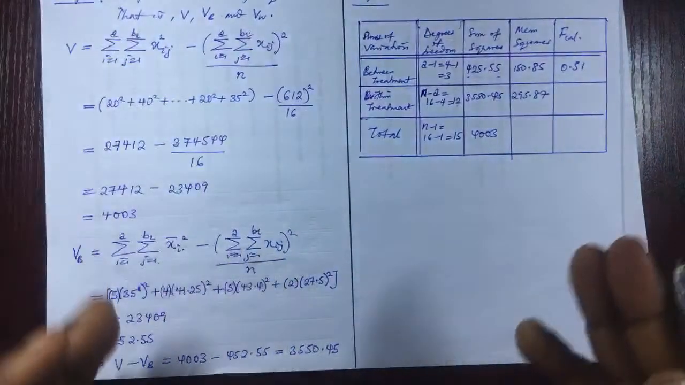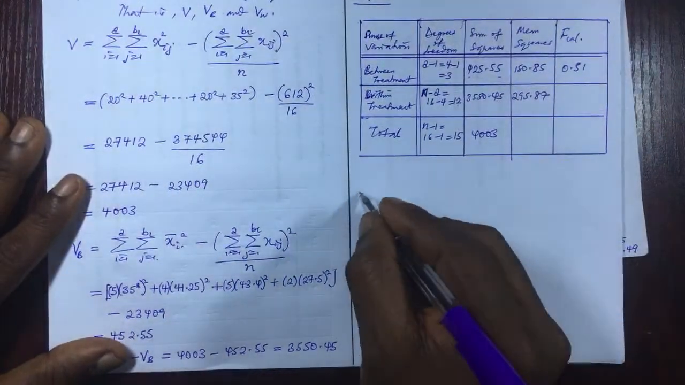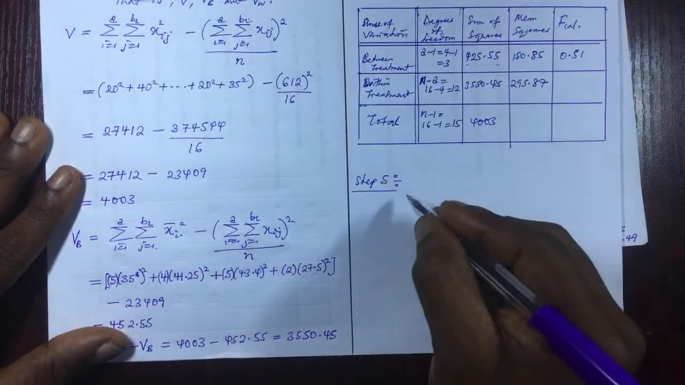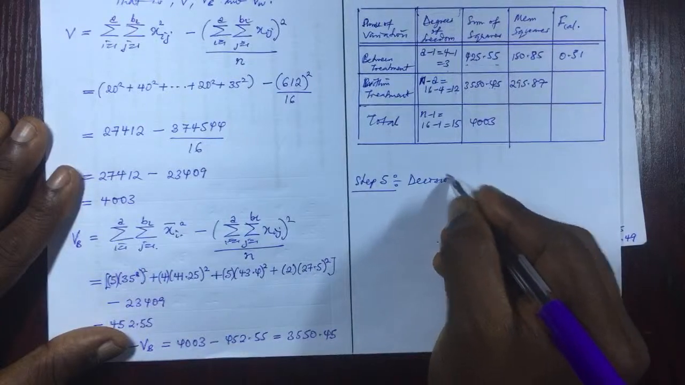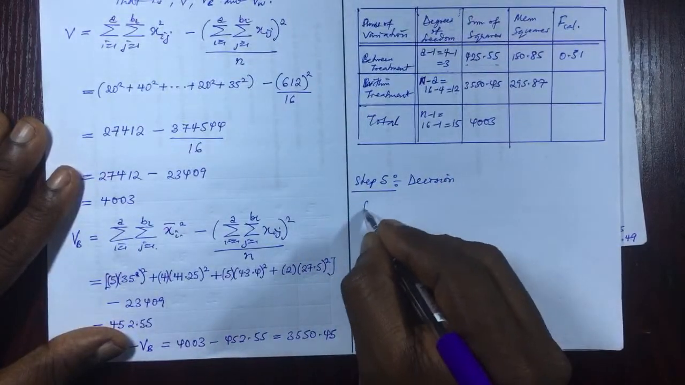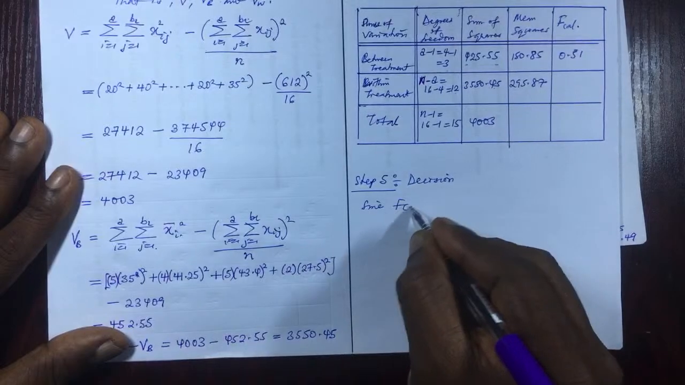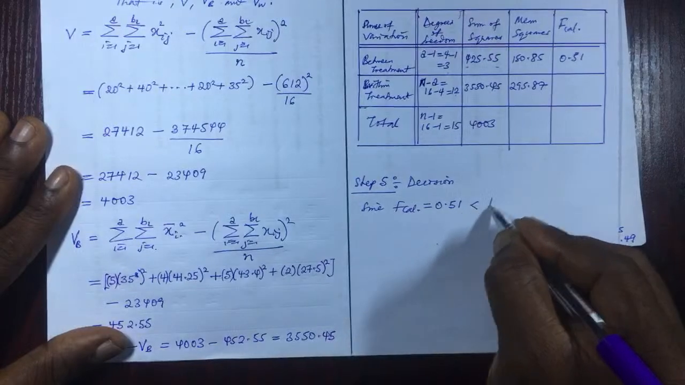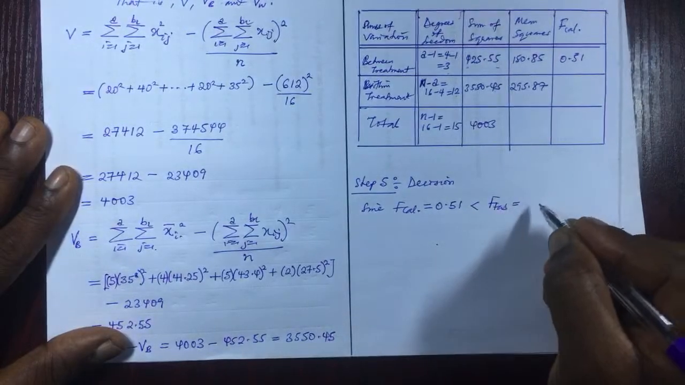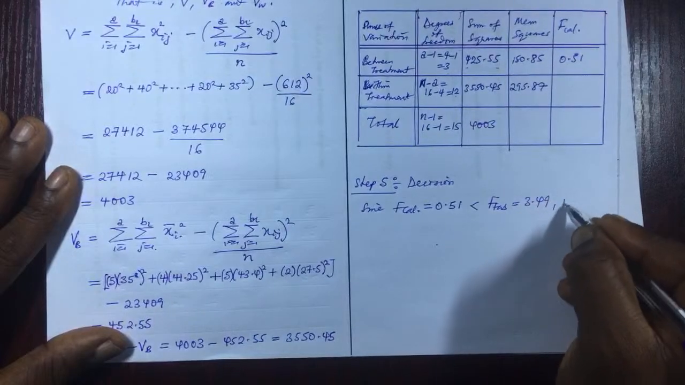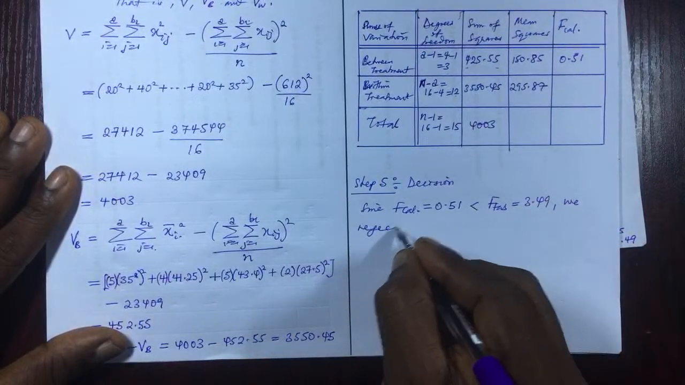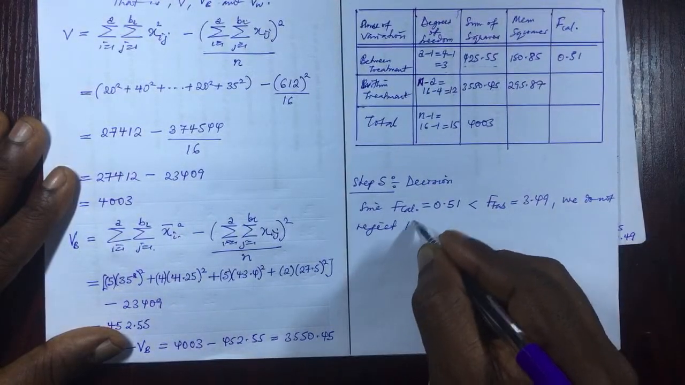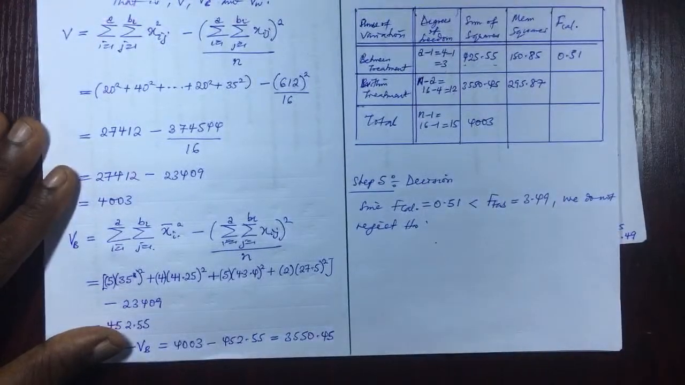Now, once you've gotten this, what then should you do? You move over to step 5, the final step. In step 5, you take your decision. You make your decision or your conclusion. And what would it be? Since our F calculated, which is 0.51, is clearly less than our F tabulated, which we earlier got to be 3.49, we do not reject H naught. So that will be our conclusion.